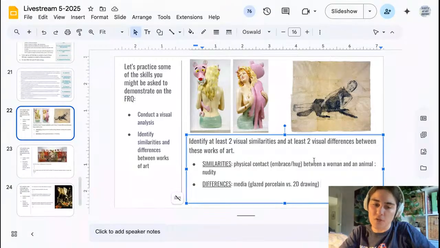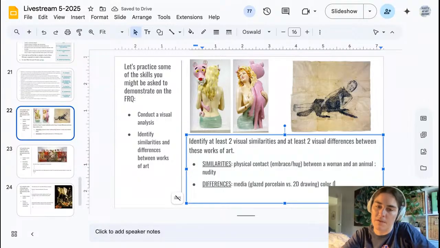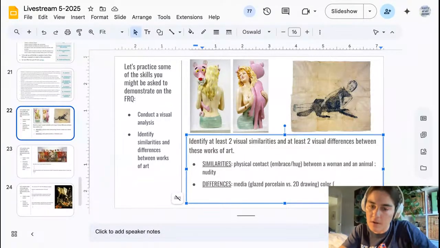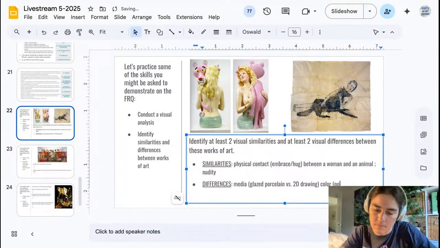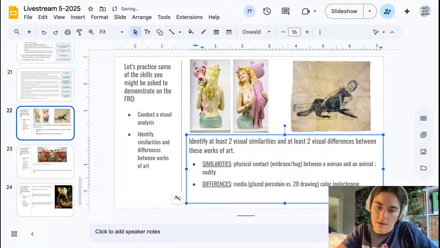Yes, there's also differences in terms of color, right? You could describe Pink Panther as being polychrome. Polychrome is a fancy word meaning multicolored. Poly meaning many and chrome meaning color. So you can say multicolored or polychrome. They'll know what you're talking about on the exam. Versus having just black and white, monochromatic, right?